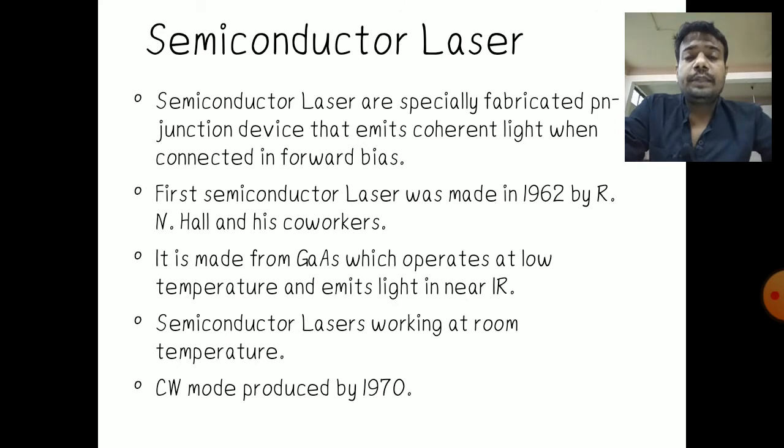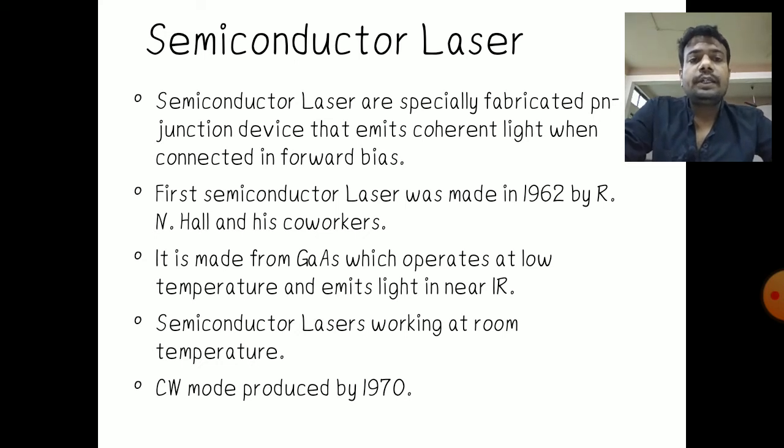So semiconductor lasers are a particular type of laser. They are specially fabricated p-n junction diodes that emit coherent light when connected in forward bias. Forward bias, as I have already told you, means the p region of the semiconductor is connected to the positive terminal and the n region is connected to the negative terminal. So semiconductor lasers are specially fabricated p-n junction devices that emit coherent light when connected in forward bias.